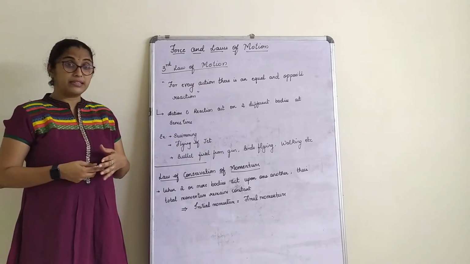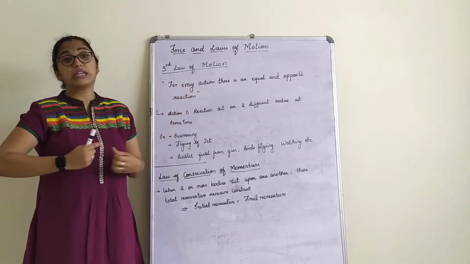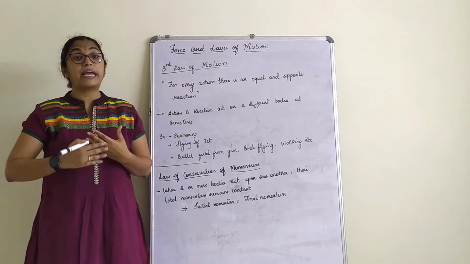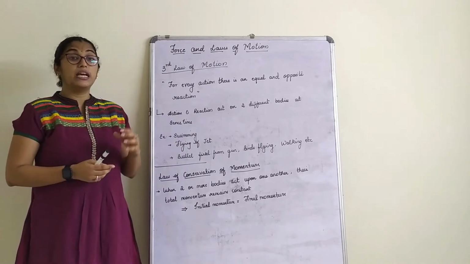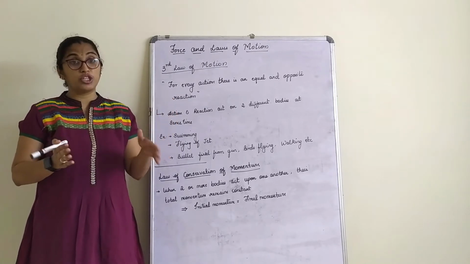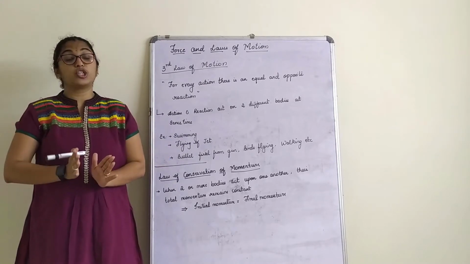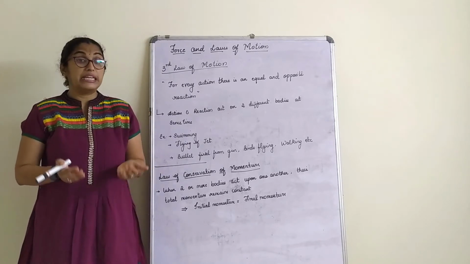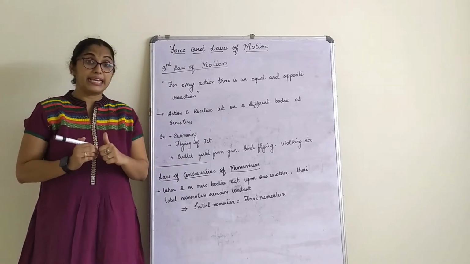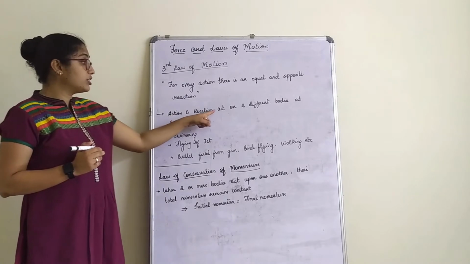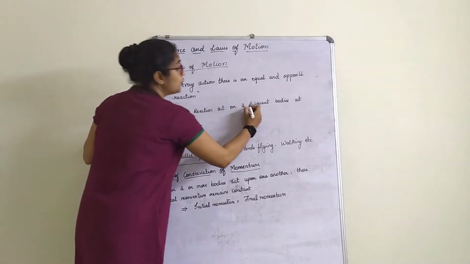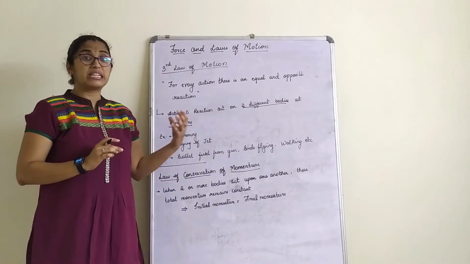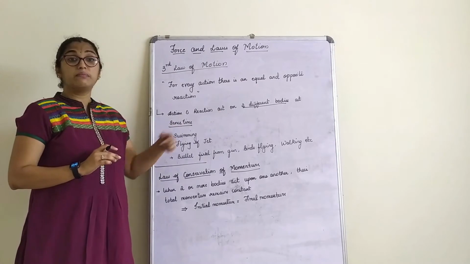Now what do you mean by this? Any action that is given to an object, an equal and opposite reaction is given by another object. That means when we talk about action and reaction, both will happen simultaneously but on different bodies. They will not happen on the same body. Action and reaction act on two different bodies at the same time. First we'll understand the examples, then we'll understand the meaning of this.